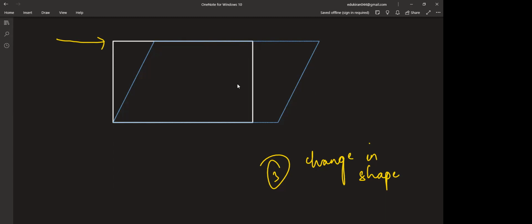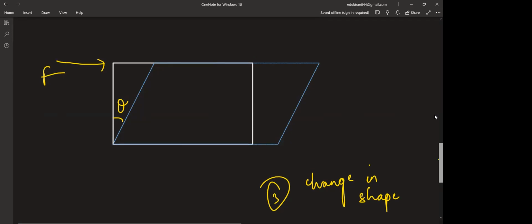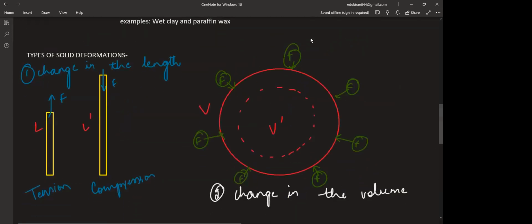Earlier, from the transverse view, it was looking like a rectangle, right? But when you have applied the force, it looks like a rhombus. Suppose this force is being applied, this theta is the angle that is produced. So change in shape can also be produced. You have those heavy reference books for your class 11. If you apply a force on its topmost surface, it will slide with the base kept as it is. Write down the types of solid deformations.